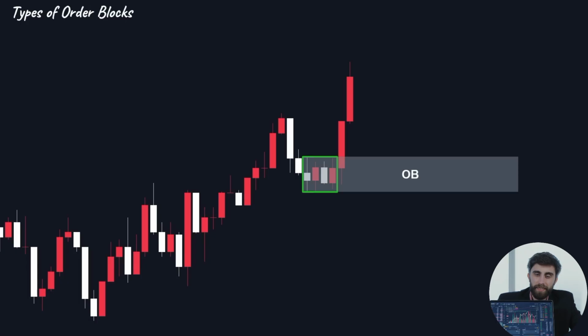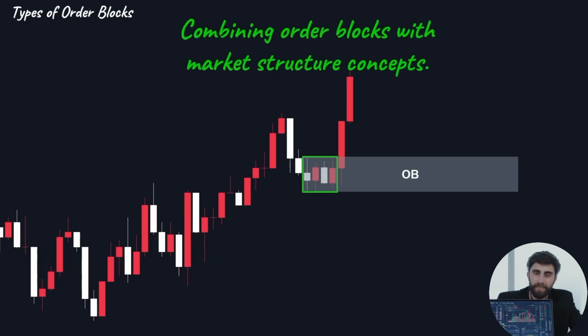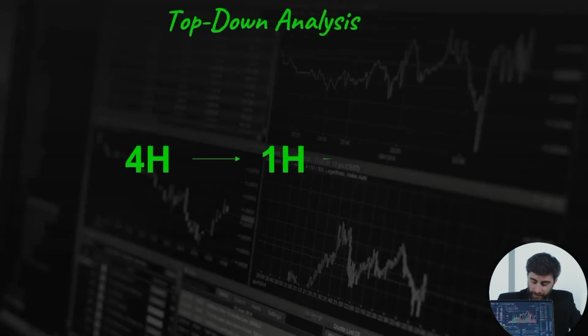Now, all of the rules and conditions we have discussed so far are crucial for identifying valid order blocks. However, there is one important factor that needs to be considered to increase the chance of winning trades: combining order blocks with market structure concepts. Finding an entry zone alone is not enough for a successful trade. That's why we always apply a top-down analysis to the chart to gain a comprehensive understanding of the current market condition and future movements. This top-down analysis consists of 3 major timeframes.